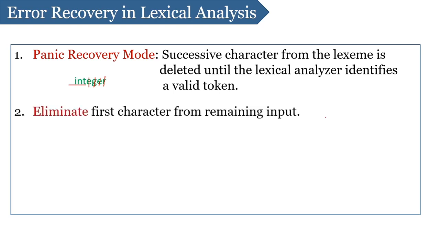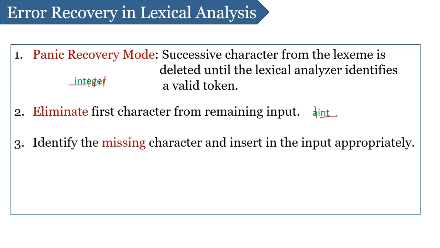Secondly, a lexer can eliminate the first character from the lexeme to get a valid pattern. Consider the lexeme aint, where if the lexer deletes the first character, the remaining lexeme int forms a valid pattern that can be converted into a token. Third, a lexer can identify a missing character and insert it to form a valid pattern. Say we have the lexeme it; the lexer identifies that n is missing, so it puts n in between, which makes a valid token int.